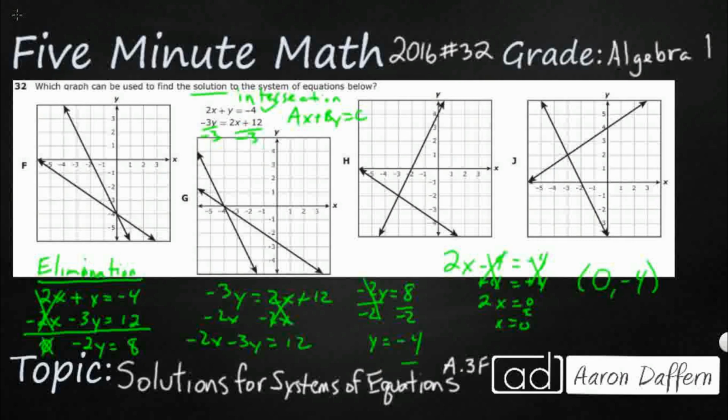If you want, you can plug in that -4 to this first one right here, and guess what you'd get? You would get 12 equals 2x plus 12, and then you subtract 12 from both sides, and guess what? You get the same thing. You end up getting 0 equals 2x, so x equals 0. Either way. So our coordinate is going to be 0, -4. We see that is our y-intercept right there. So that is our solution for f, and f is our answer.